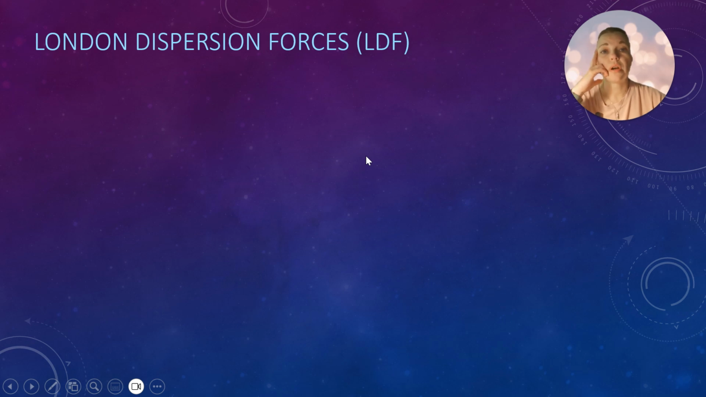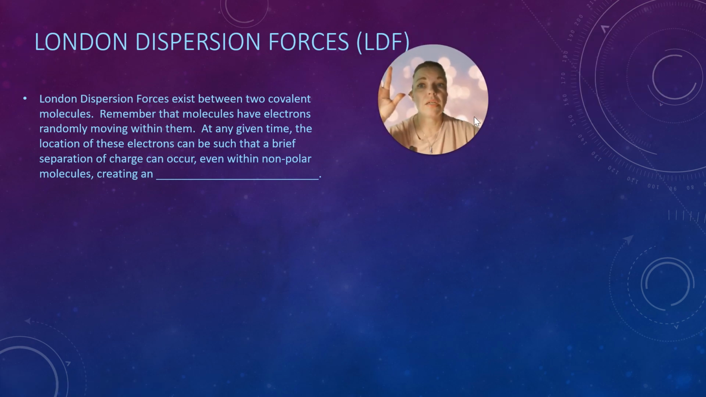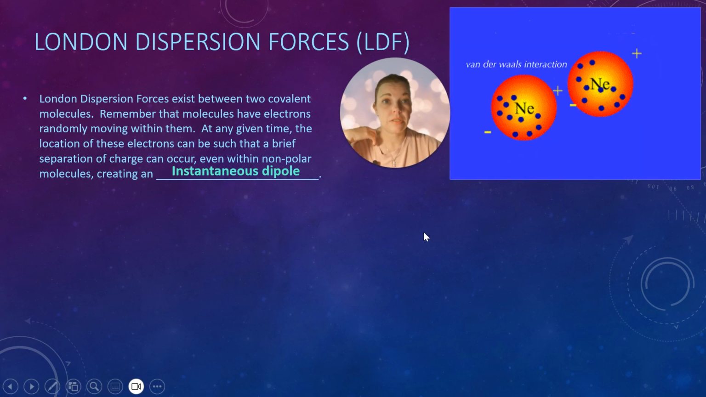Okay, so we're going to start with London Dispersion Forces, which are the weakest. They exist between two covalent molecules. So remember that molecules have electrons randomly moving within them. At any given time, the location of the electrons can be such that a brief separation of charge can occur. It is fleeting and instantaneous, okay? But it occurs even within nonpolar molecules, creating what we call an instantaneous dipole.